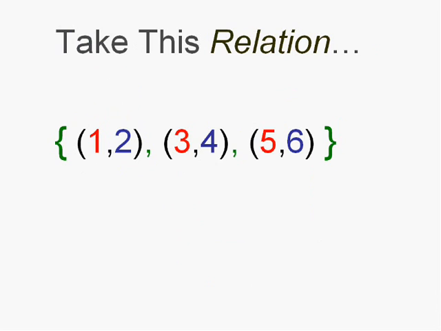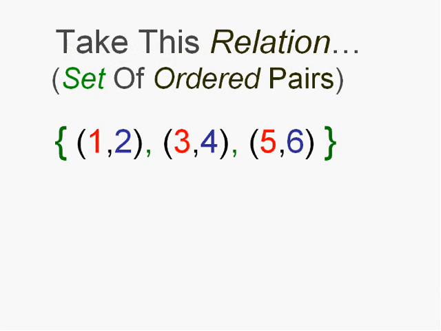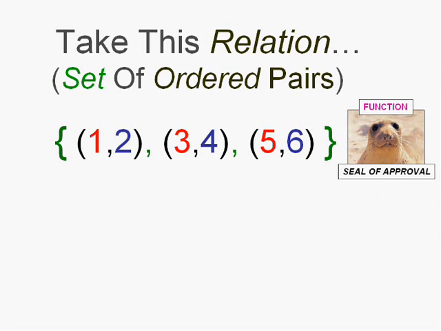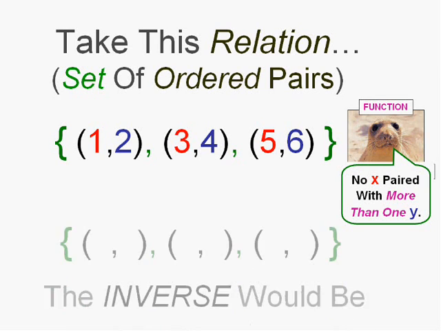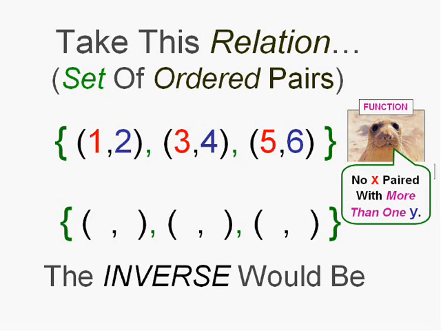Allow me to demonstrate. Now, this relation is a function. It gets the function seal of approval, because no x is paired with more than one y. The inverse of it would be just flipping the domain and the range. It's very simple, but that's the idea of the inverse. The inverse is going to map the range back to the domain, or the y's back to the x's.